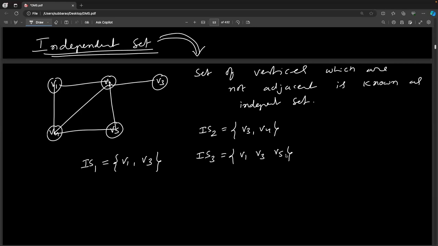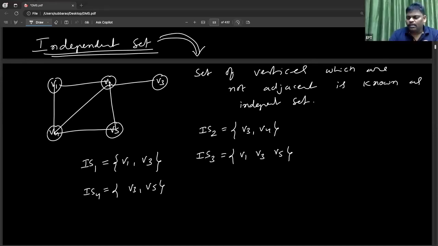Next, anything else? Independent set 4. V3, V5. Is it an independent set? Yes. Fine. Are you comfortable till now? Can you write anything of your choice, any other set which is not there? Someone is saying V1, V5. V1, V5, of course.